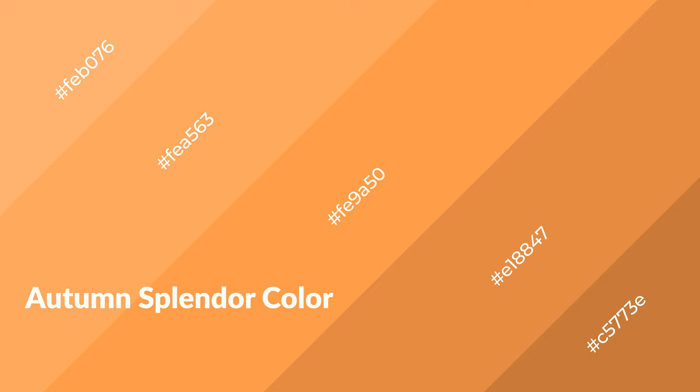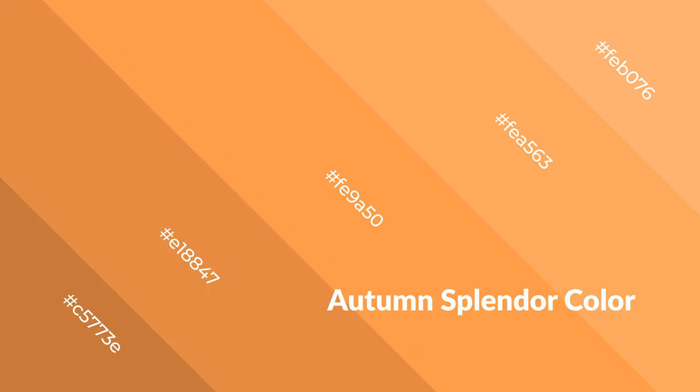Autumn splendor is a warm color, and it emits cozier and active emotion. Warm colors are symbols of warmth, fire, heat, and sunshine. It also evokes joy, passion, love, and even anger emotions. You can see them used in restaurants and gyms.